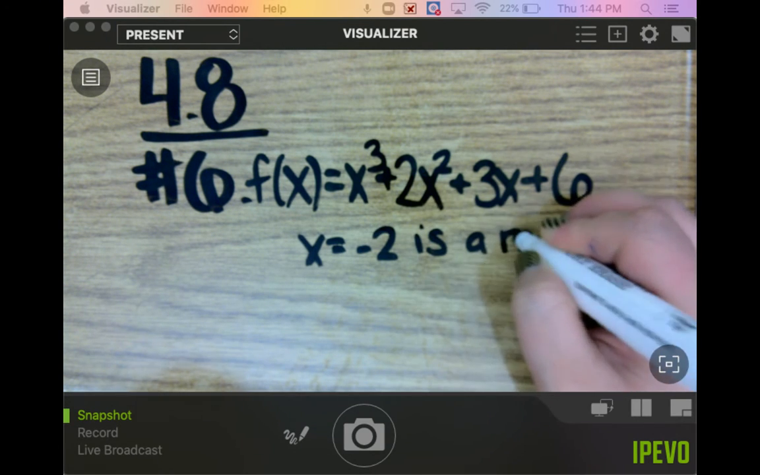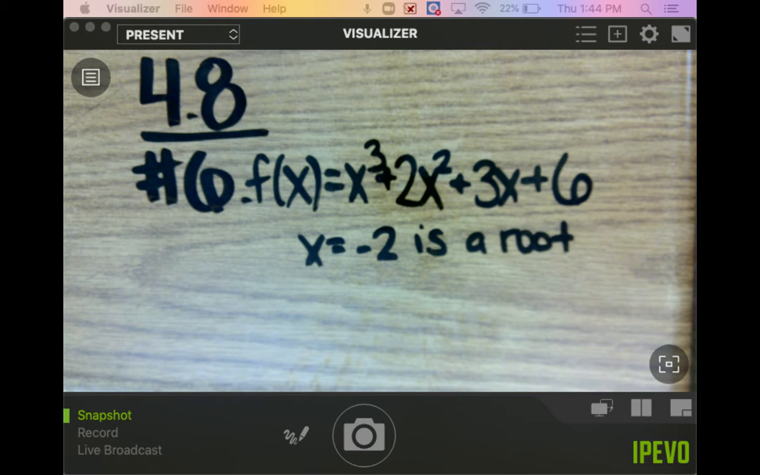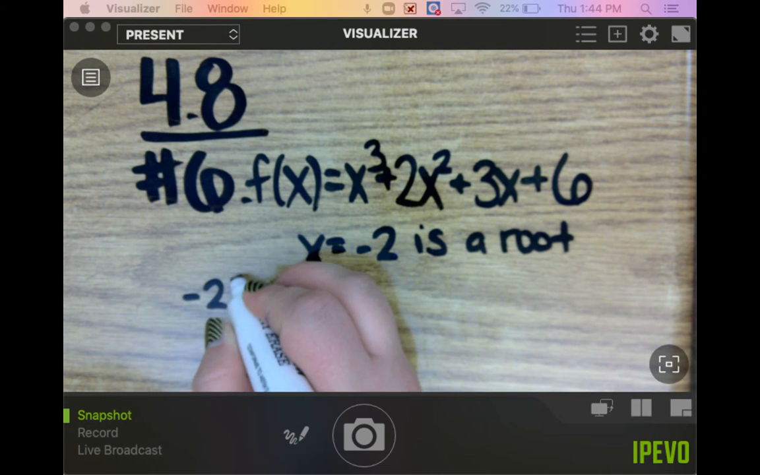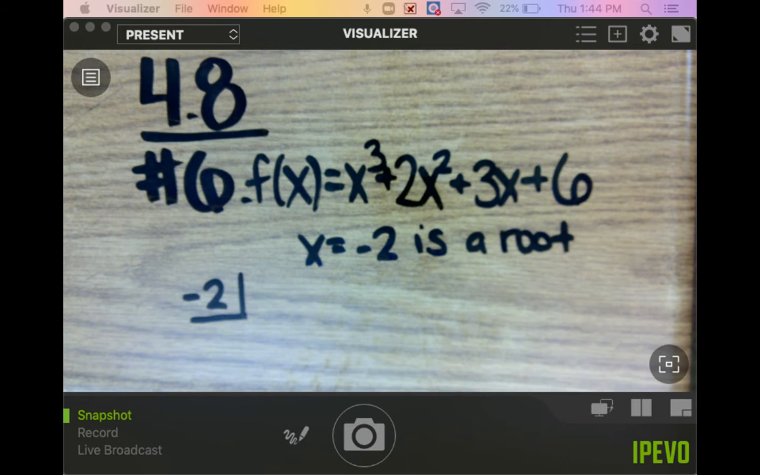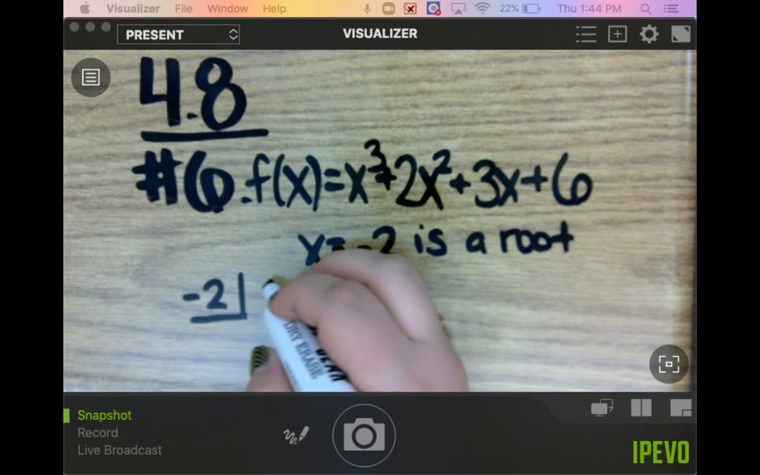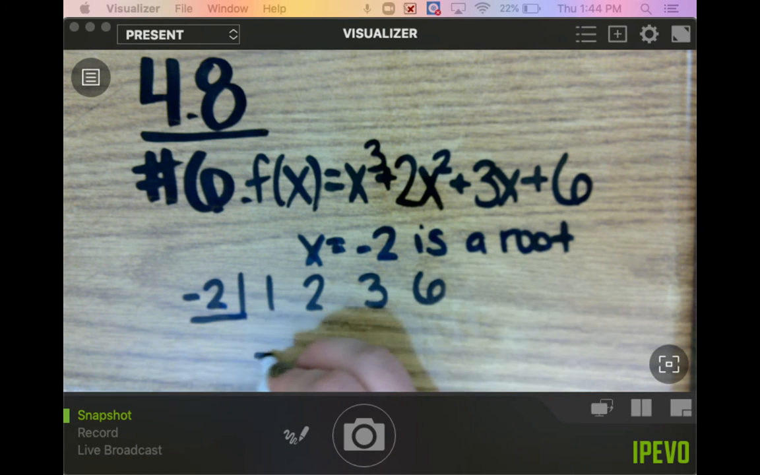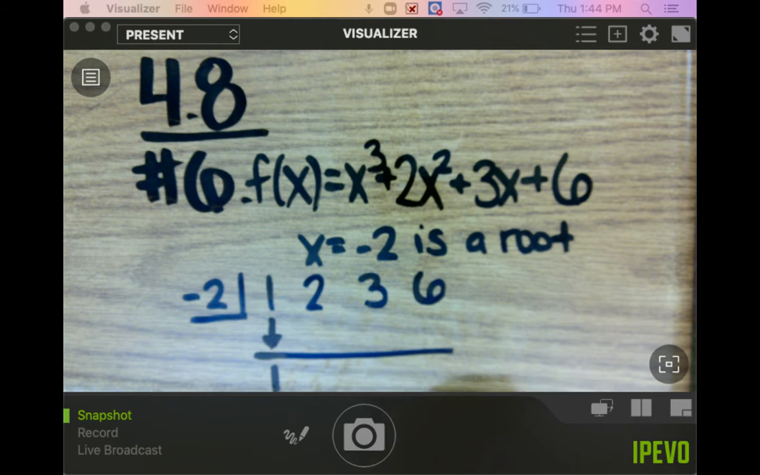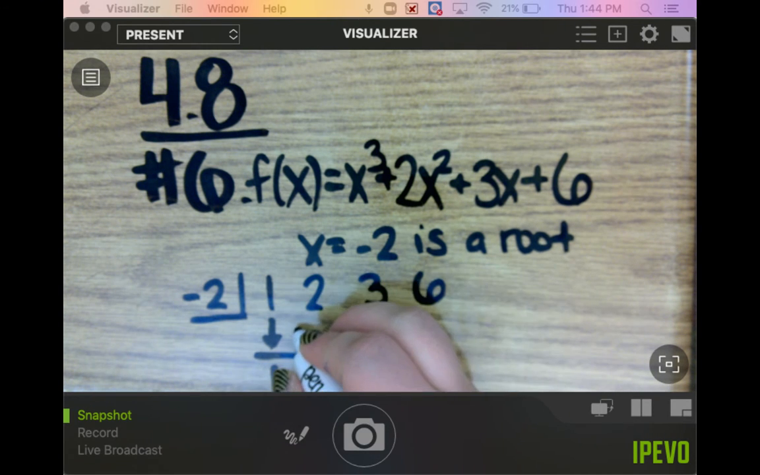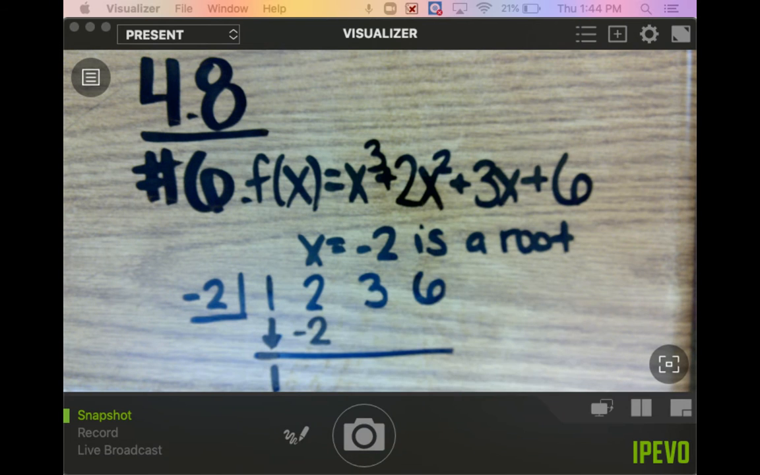So what you're going to do is take that -2 and use synthetic division with -2 in the box and the coefficients from the equation. Okay, and then what you're going to do for synthetic division is you take the first number and it drops straight down, and you take whatever number is down here and you multiply it by the number in the box. So that's going to be 1 times -2. That's -2. And then you add those together, and 2 minus 2 is 0.